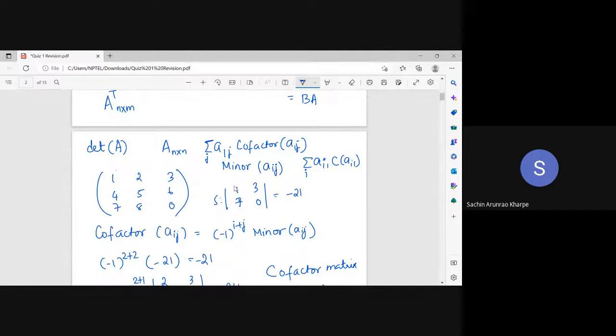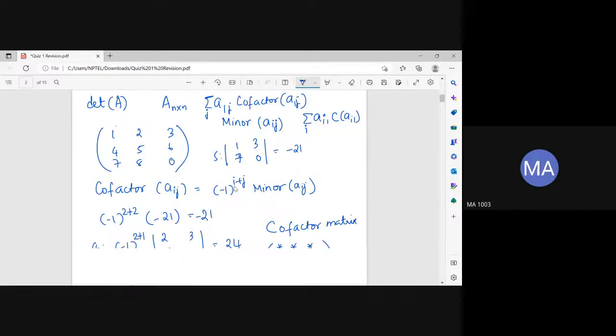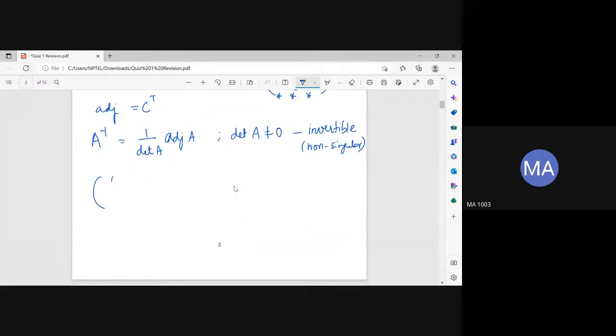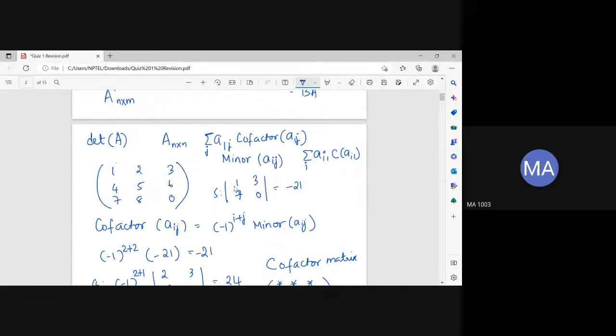Right. But generally, we look for the first row, first column, right? No, see, if the matrix is going to be this, which row will you choose, or which column will you choose? Second column. Second column or the second row? Right. That's because there are more zeros there, so many terms in this summation are going to become zero.